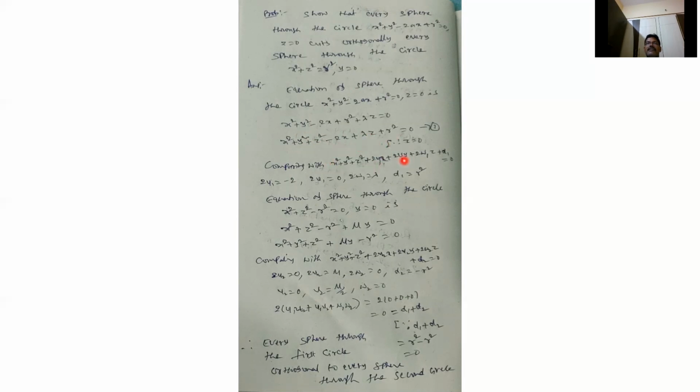So now the general form is x square plus y square plus z square plus 2ux plus 2vy plus 2wz plus 2d equals 0.